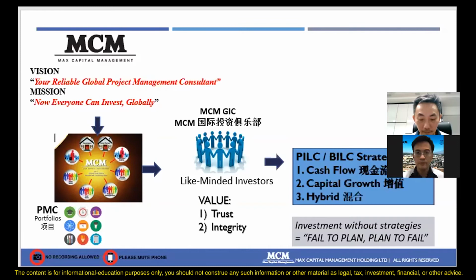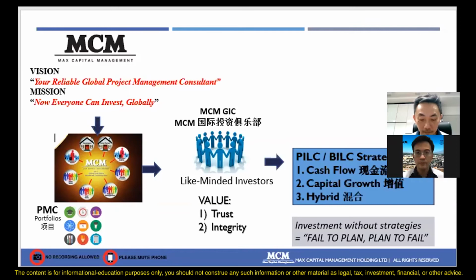And then we go to the strategies. So basically, at MCM, we have a few types of investment. Some of them are just cash flow. Some of them are purely capital growth, and some of them are hybrid, basically having cash flow and also capital growth.